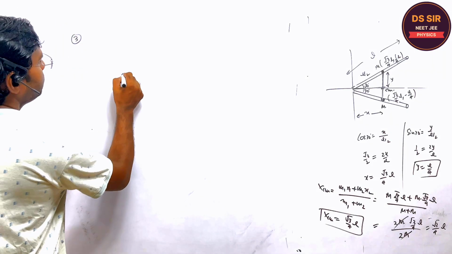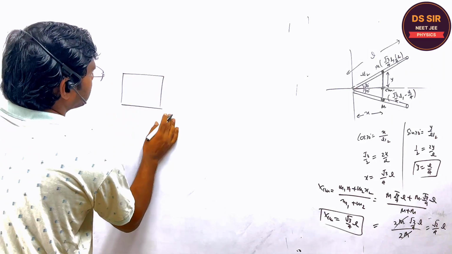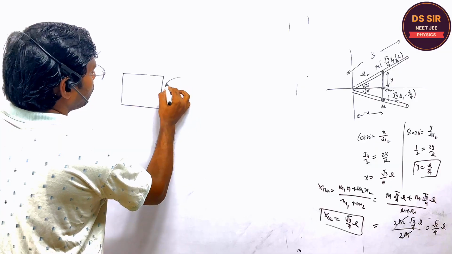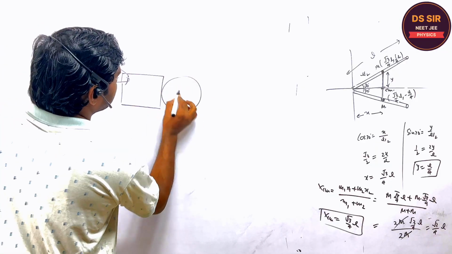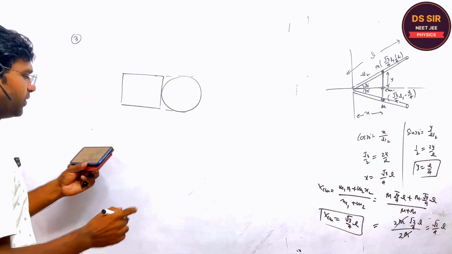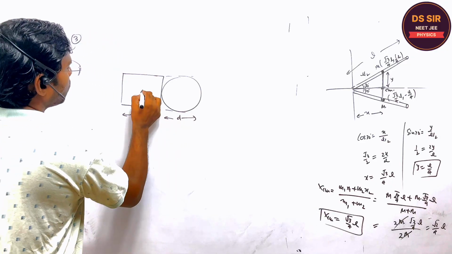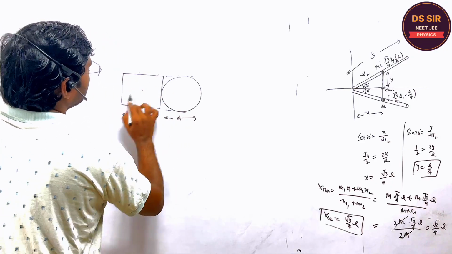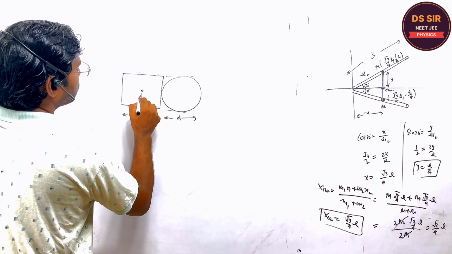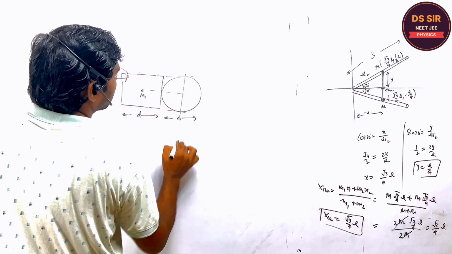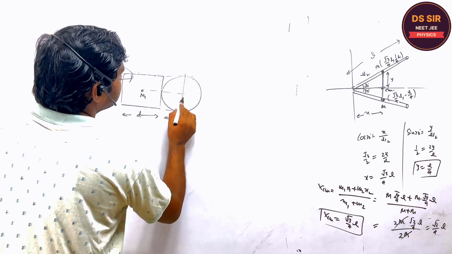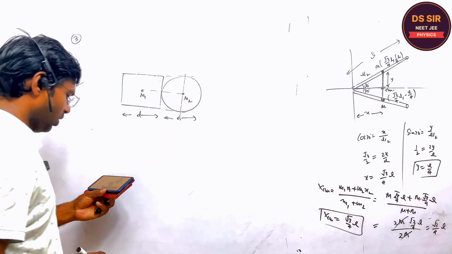So for this system, suppose we have a disc, a circular plate. The dimension is as shown in the figure. This is D and this is D, right? So its center of mass will be over here. So this is M1, I can assume, right? Its center of mass, M2, is over here. Is it clear or not?